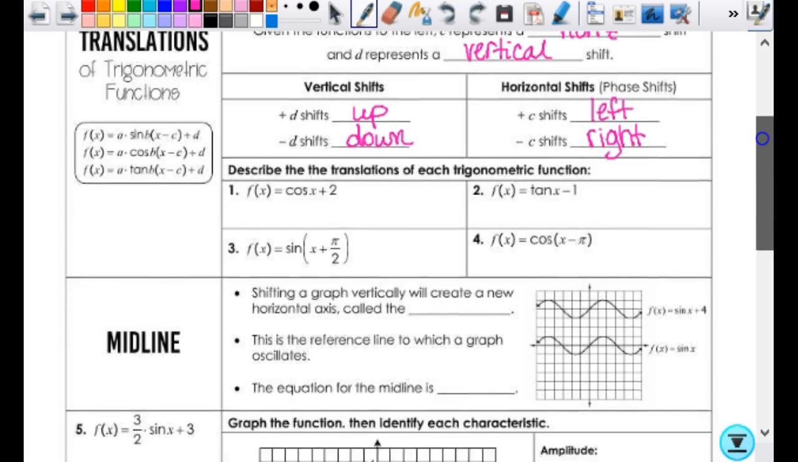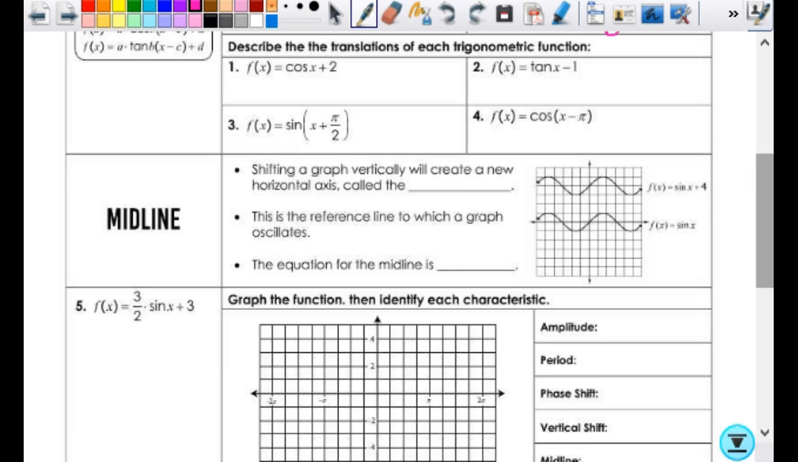So very simple questions, 1, 2, 3, and 4 here. Cosine of x plus 2. What does that translation look like? Up 2, because there's not in parentheses there. This is a plus 2, so this is up 2. This here, tangent of x minus 1 would be down 1. We'll just do up and down. So sine of x plus pi halves. Left pi halves. And then cosine of x minus pi means we're going to do right pi.